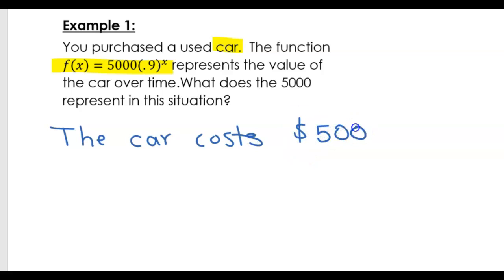The amount that you paid for the used car was $5,000. That's how much the car started off with. Well, not started off with because it was a used car. But that's how much you paid for the used car. Are we pretty good at picking out the initial value from the equation?